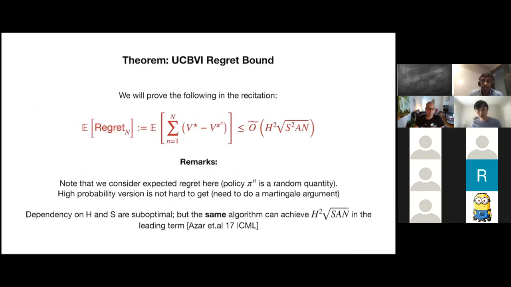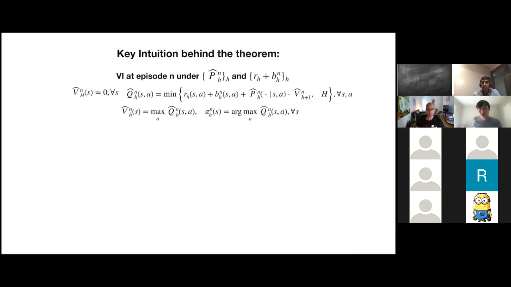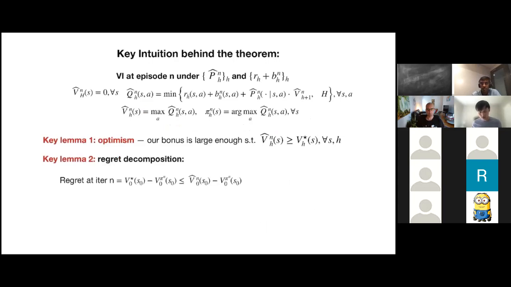The second part is that the dependence on H and S is not optimal. But the same algorithm that we just talked about can actually achieve better dependence on S already. In other words, this is suboptimal, but the algorithm we presented can improve from square root of S squared to just square root S. If you want to improve the dependence on H, you need to do some other stuff. Okay, so that's basically all I want to cover, and I'm going to skip the proof sketch because we're going to talk about it in the recitation anyway.